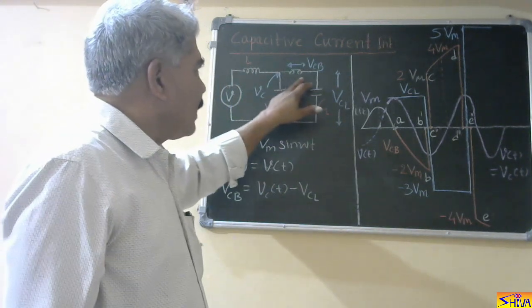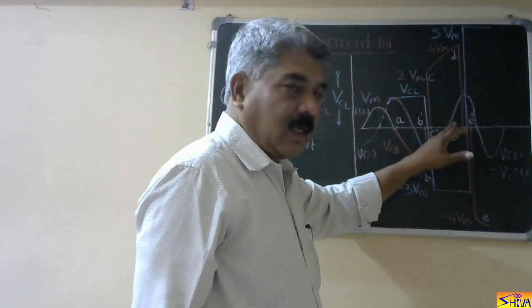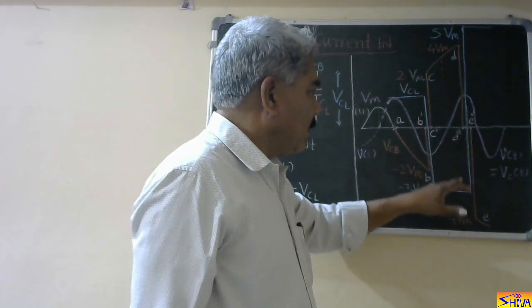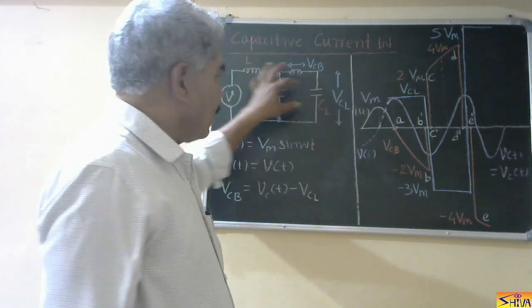Arc restrike means again current starts flowing. So at D, this voltage will collapse. Voltage across circuit breaker poles will collapse. When this collapses, current is flowing. This load capacitor gets connected to the source.